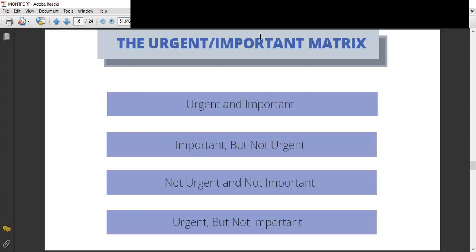Now next, it's urgent but not important. Okay, it's urgent, I will do it, but maybe it is not that important.